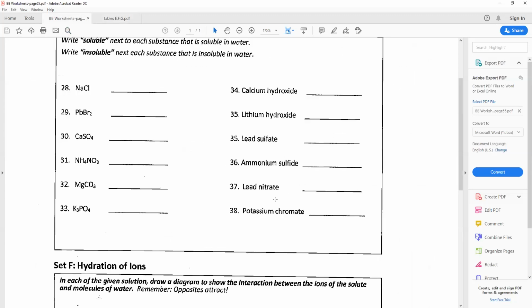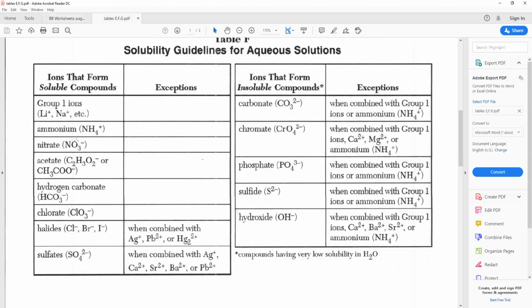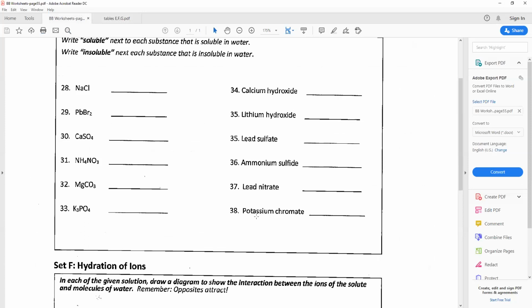Lead nitrate. We know nitrates. Nitrates, no matter what they're combined with, they're going to be soluble because they're over here and they have no exceptions. Let's go to number 38, potassium chromate. Potassium is a group 1. Group 1 metals from the periodic table, they're always soluble.